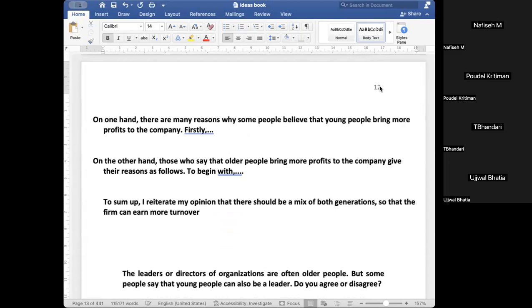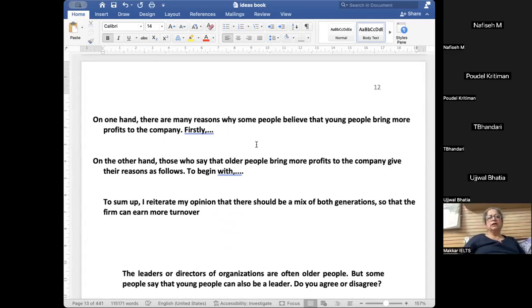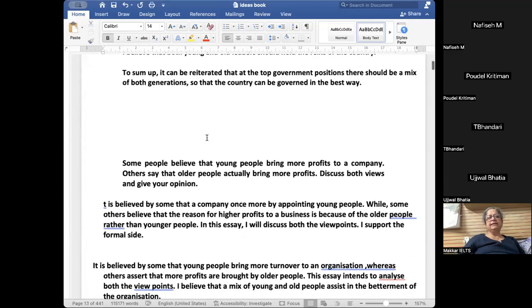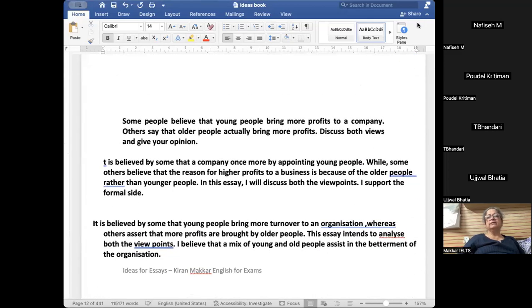All right. So I think two students have already put in their inputs. Ujjwal and Vishali have added. Now let us see. This is the topic in front of you: some people believe that young people bring more profits to a company, whereas others say that older people actually bring more profits. You have to discuss both views and give your opinion.